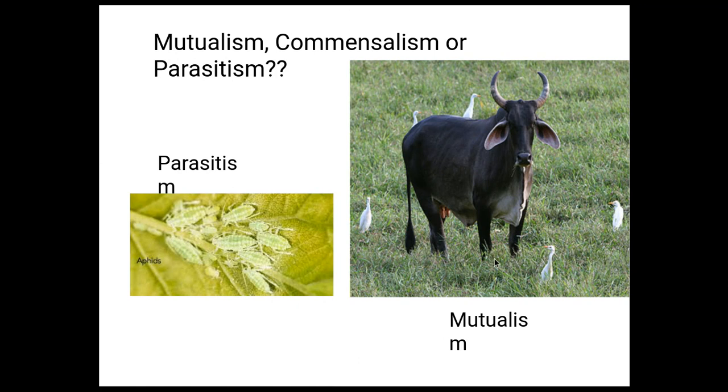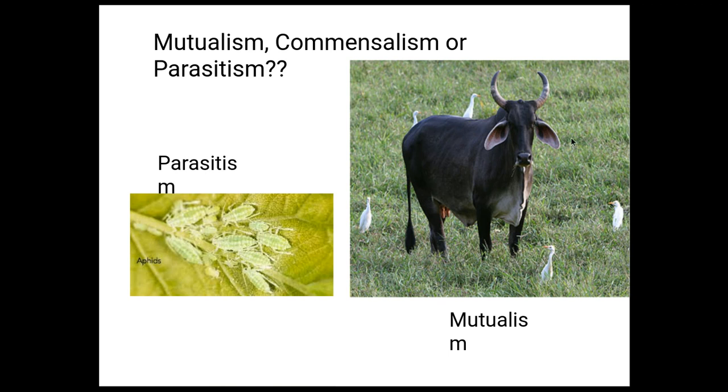Here are some more examples. So we have an aphid. Aphids are little insects that suck fluid off of leaves. So they suck the water out and all the other stuff. It harms the leaf in the process. So because it's a win for the aphids and a lose for the leaves, it's an example of parasitism. So the aphids are definitely parasites.